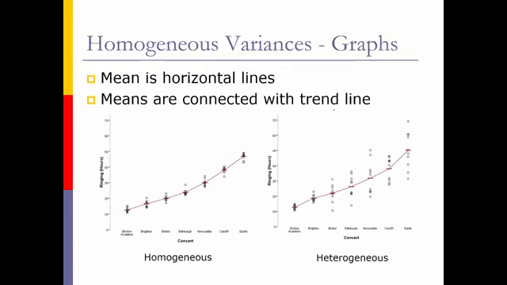All right, if we look at the graphs, the little horizontal lines in these graphs are the mean for any particular data set. And then what we do is connect the means with a trend line. What we want is all of the means and all the data points to be very close together, right? What we don't want is a huge spread. A huge spread means that our variances are not equal.